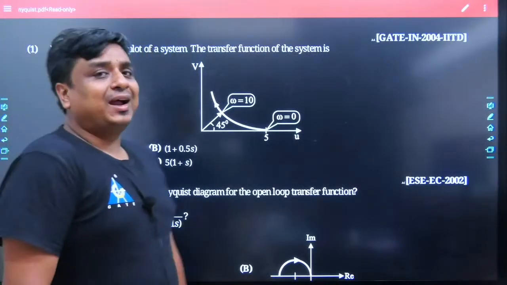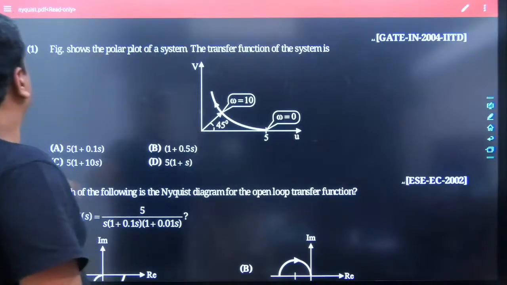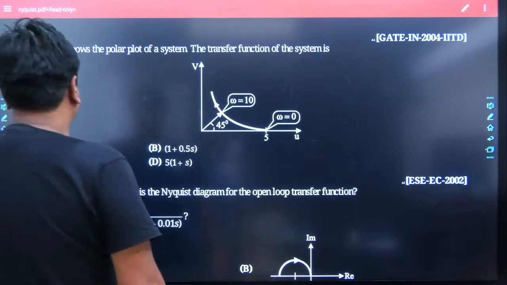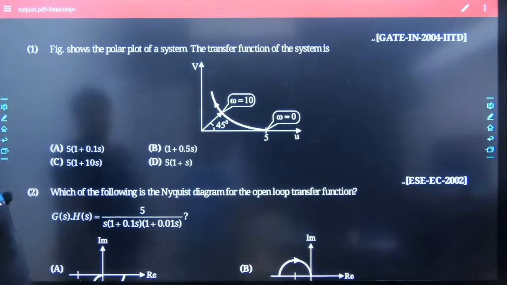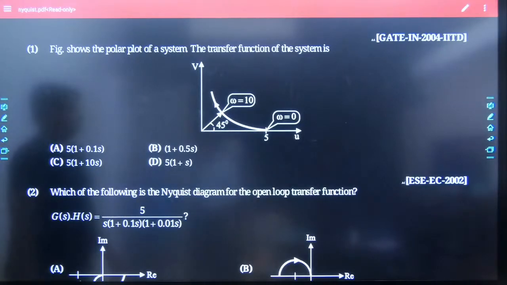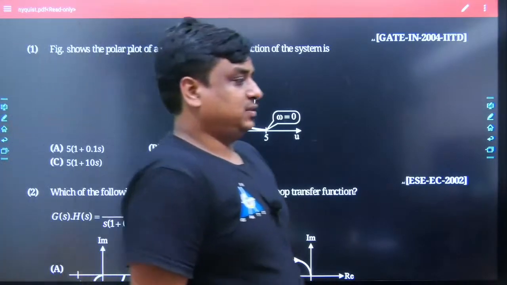The problem was framed by IIT Delhi. Read the problem carefully. The problem says the figure shows the polar plot of the system. The transfer function of the system is... The four different options are being given. Option A is 5 within the bracket 1 plus 0.1 times s. Option B is 1 plus 0.5 times s. Option C is 5 multiplied with 1 plus 10s, and D is 5 within the bracket 1 plus s.